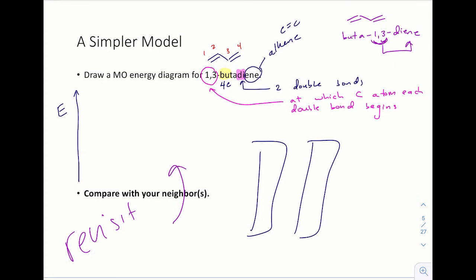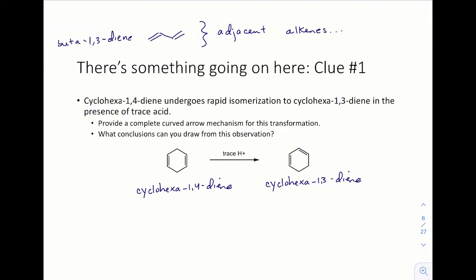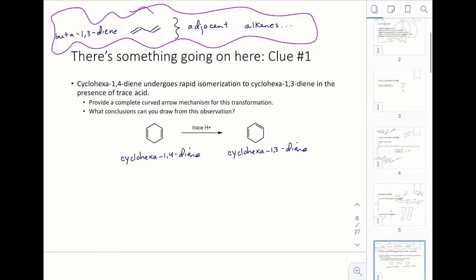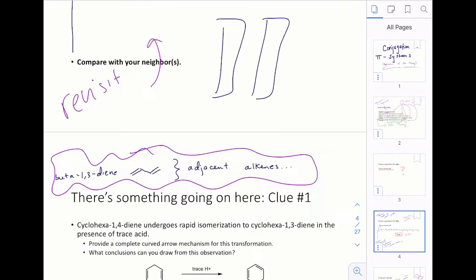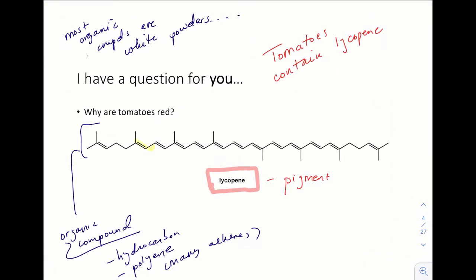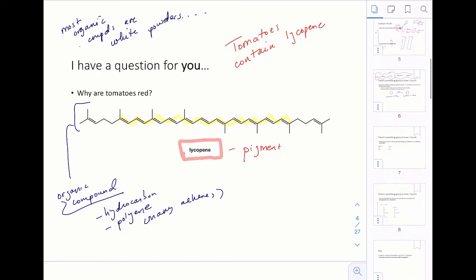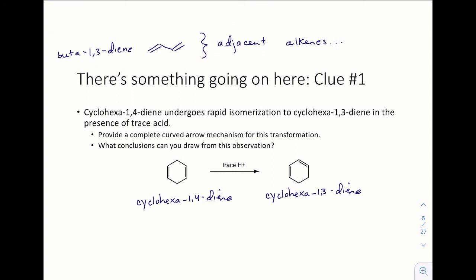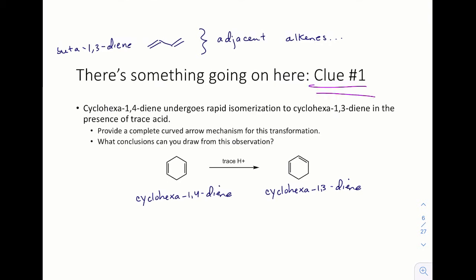For now, though, we want to look at a few more examples that show that molecules that have adjacent alkenes, like buta-1,3-diene, and like our example of the day, lycopene. Lycopene has a bunch of adjacent alkenes, right? Molecules that have adjacent alkenes show some unusual or unexpected reactivity. So let's look at a few more examples of that. Lycopene is red. That was unexpected when most organic compounds are white. And here is another clue that there is something going on.